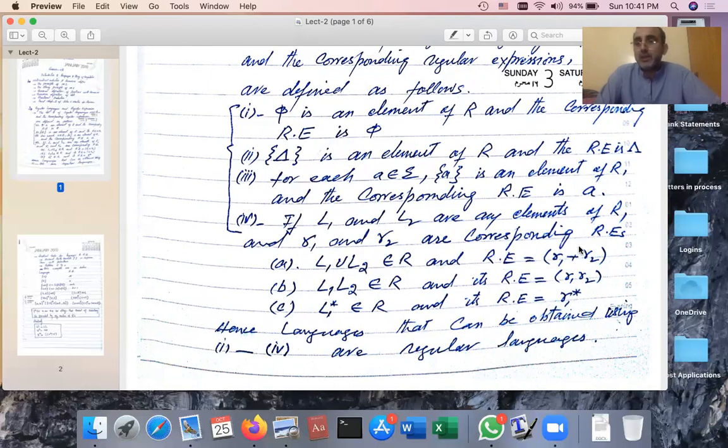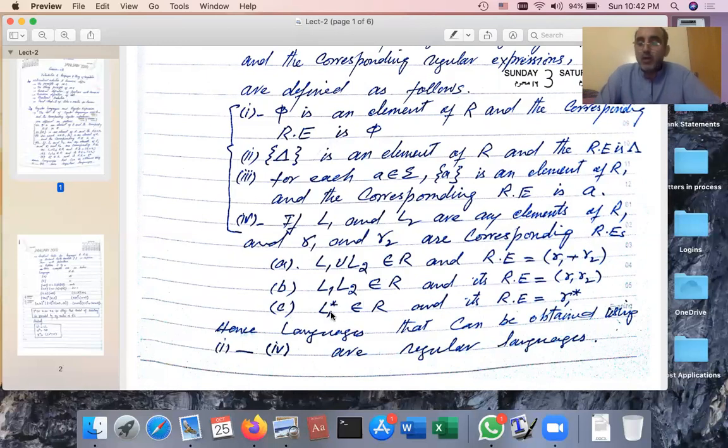Similarly, this is the union case, this is the concatenation case, and this is the Kleene star case. Okay, in concatenation, if L1 concatenated with L2 belongs to regular language R, then its regular expression would be simply R1 and R2, and then you have to put the parenthesis. So you have to put the parenthesis.